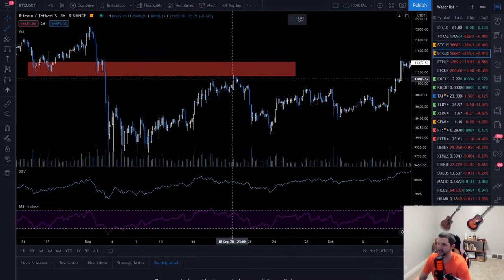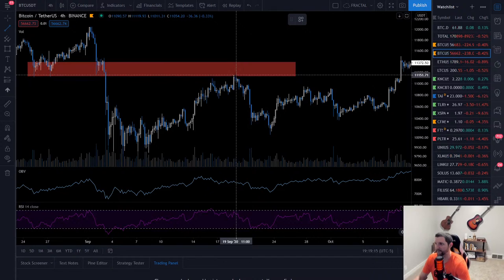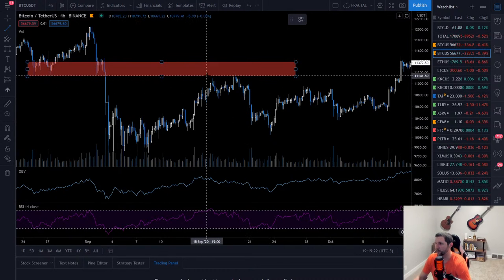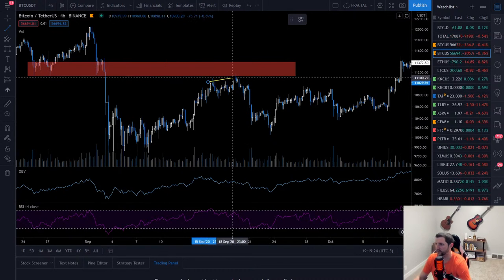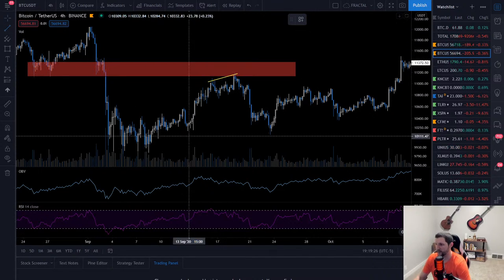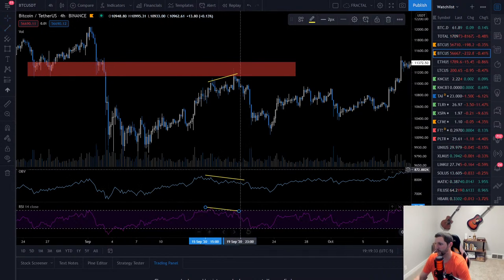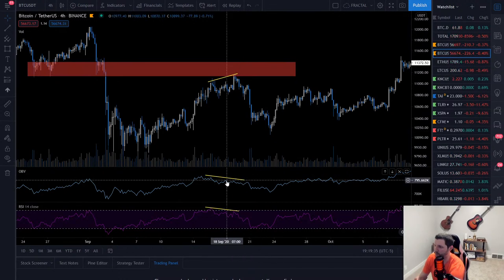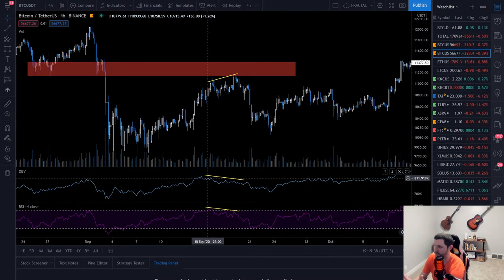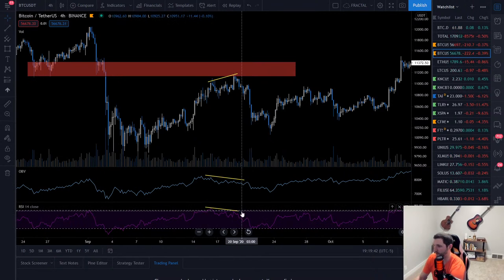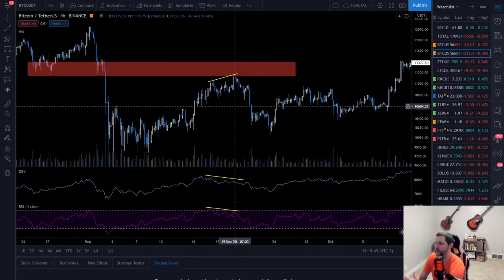Okay, now remember the last time when we touched support, we didn't have any divergences, right? We just touched support, no divergence, and then we touched support again with a divergence, right? But now what you see is we have resistance with a divergence, okay? And we have a divergence on RSI as well, okay? So our on-balance volume is saying that sellers are in control because on-balance volume is going down. Our relative strength index is saying that the strength of the market is going down, and our price is going up, okay?